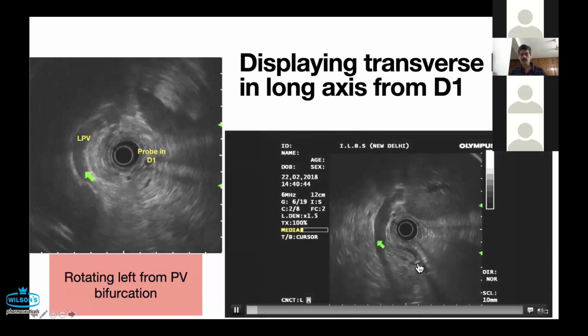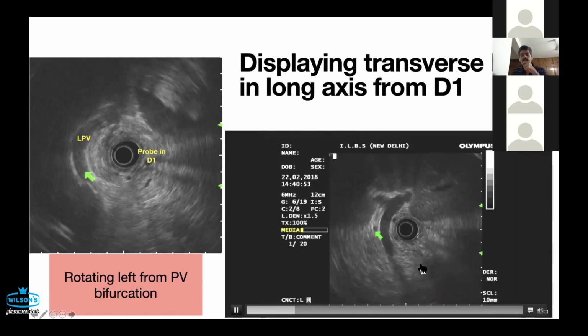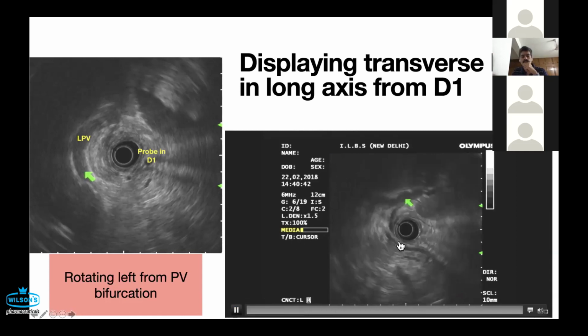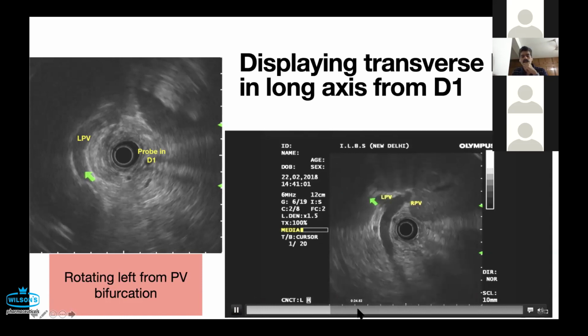So this is the bile duct, the stack sign, the portal vein, the head of the pancreas, and what I am labeling is the left portal vein. This is the right portal vein, this is the portal vein, this is the bile duct. This is the left portal vein.